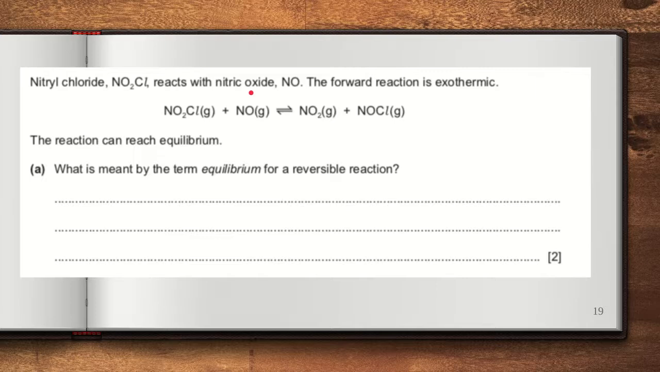Reacts with nitric oxide. The forward reaction is exothermic. Underline this key point or draw an arrow and write exothermic this way, just to remind yourself. If it wasn't important, they wouldn't tell you. The reaction can reach equilibrium.